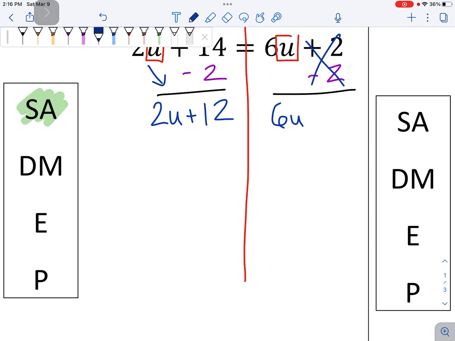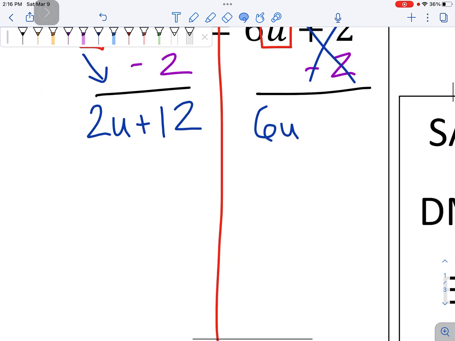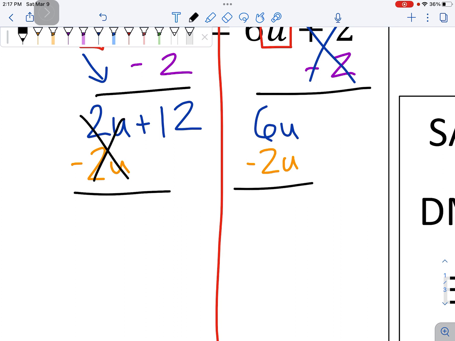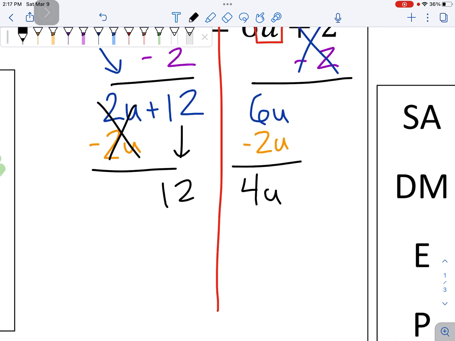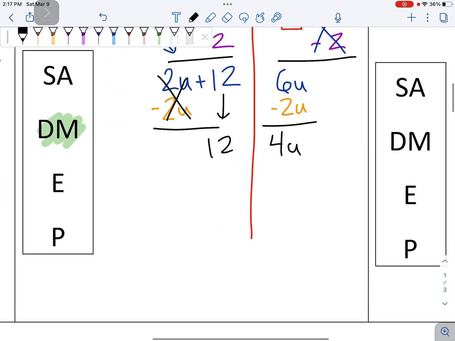So now we're going to move down to division and multiplication. If I take away 6u's on this side, I'll end up with 0, which really isn't the point. I really want to end up with u. So instead, we'll take away the 2u's on the other side. That gets us, cross those out, 12. And 4u.